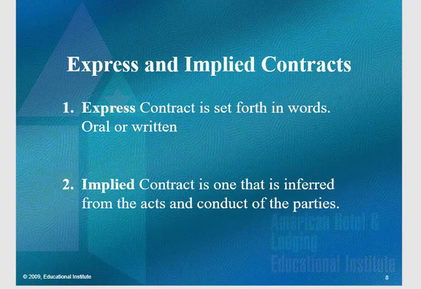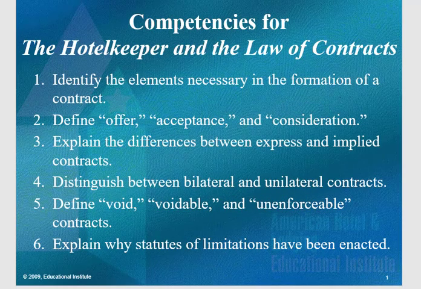I order from the menu, the food is brought out, I eat the food, the bill is brought. The acts and conduct indicate that I have to pay, so the contract has been implied and is, of course, enforceable. So again, express can be oral or written. It's one where each party knows the terms and conditions up front. Implied is usually created by the acts of the parties, and it's inferred from the facts surrounding the transaction and the parties' behavior. So that brings us to competency number 4, distinguishing between bilateral and unilateral contracts.